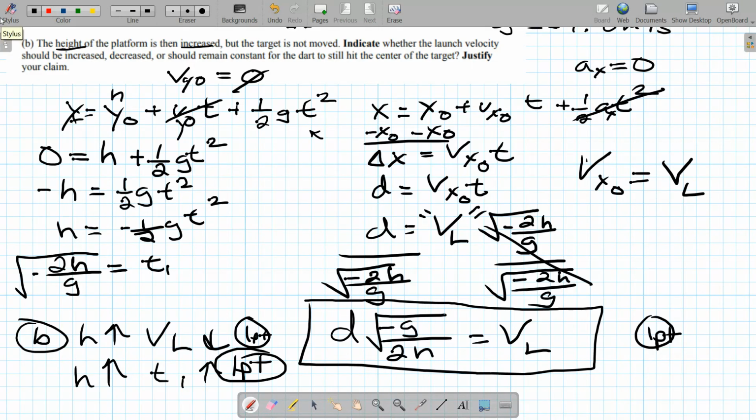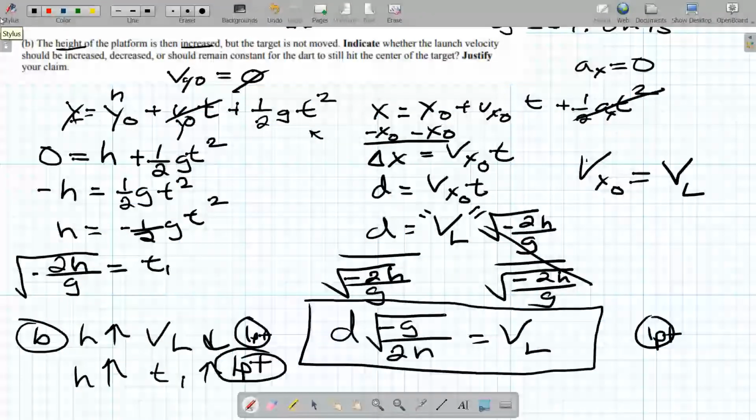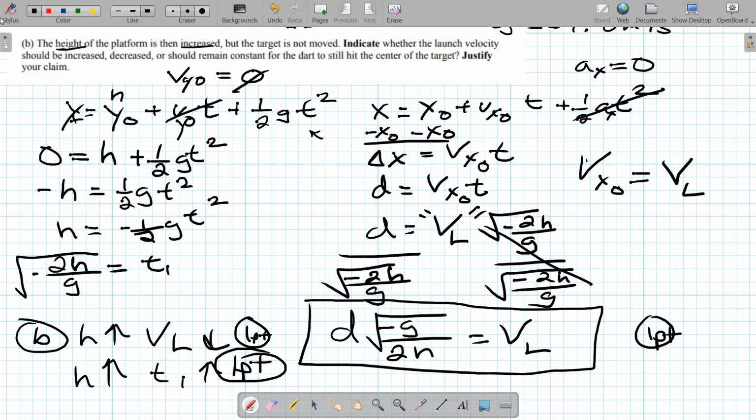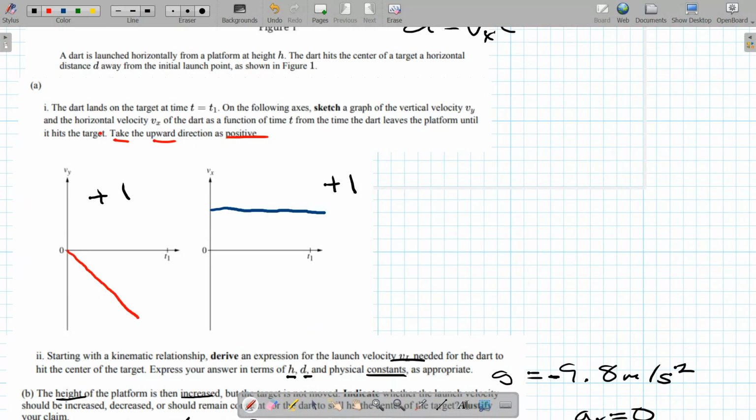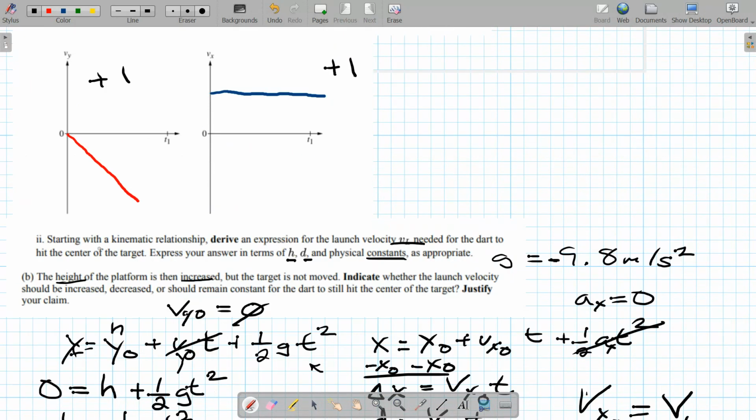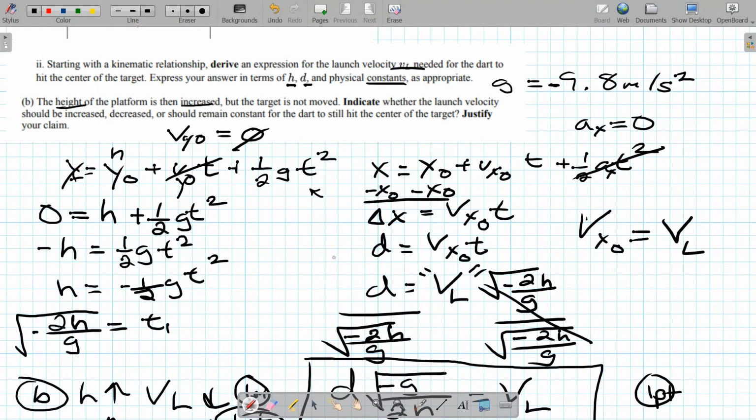Wait. So for B, how do you spell it? Yeah, I don't know how. So for part A, like the second one, what was our answer? Up here, the second one of part A. No, number one, part A.